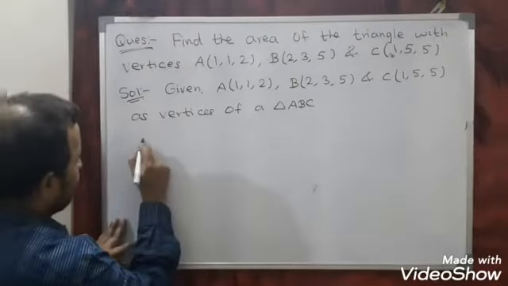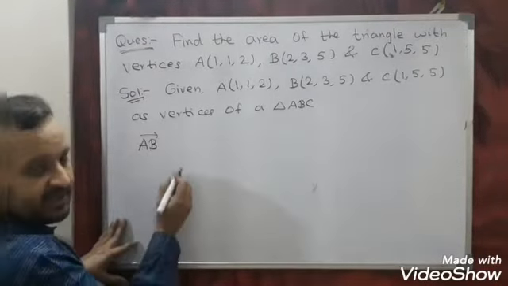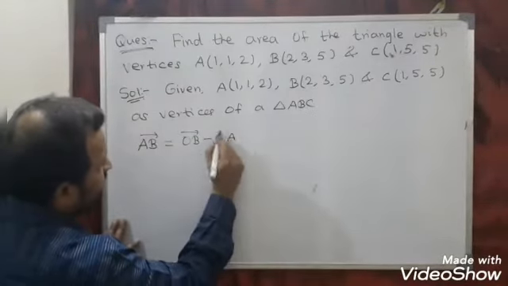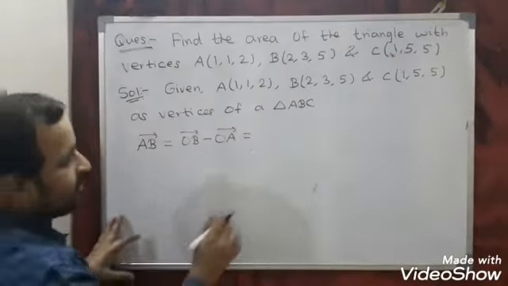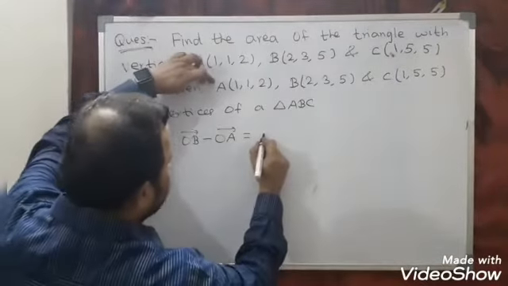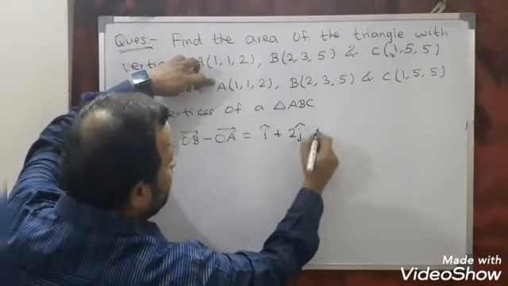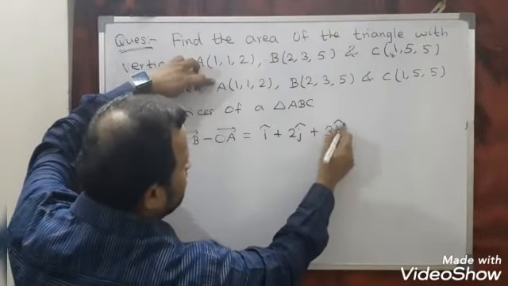So let us calculate the AB vector. The AB vector is nothing but the position vector of B minus the position vector of A. So calculate B minus A: 2 minus 1 is 1, so i will come. 3 minus 1, 2j will come. 5 minus 2 is 3k.